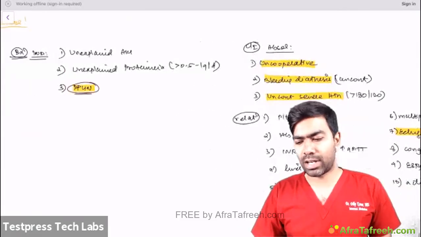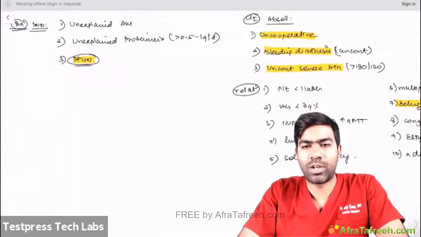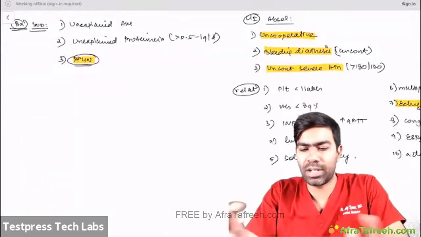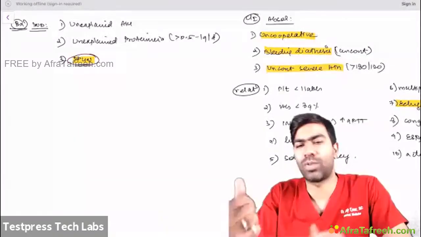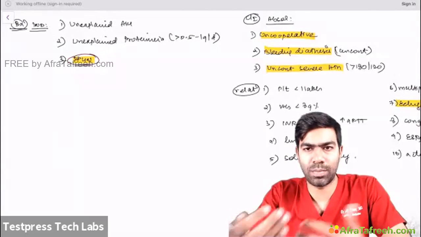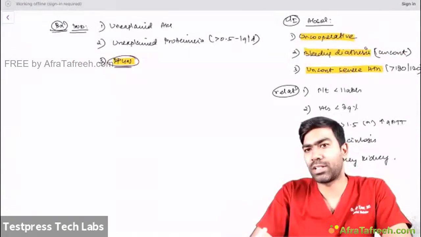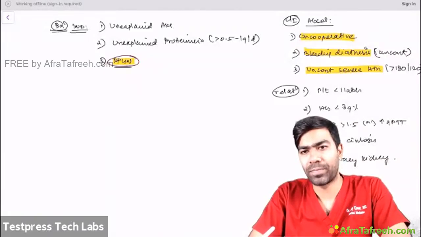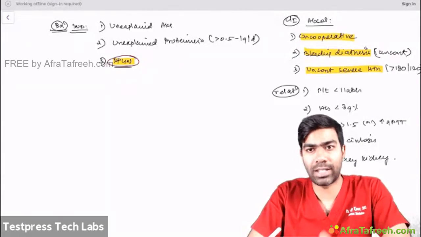Uncooperative patient, uncontrolled bleeding diathesis, and uncontrolled severe hypertension. Because when I say bleeding diathesis, immediately the students will ask, sir, what about uremic bleeding? So you can control it with 1 or 2 sessions of dialysis. Once the uremia becomes okay, then you can do a biopsy, not a problem. But remember, if the patient is suffering from uremic bleeding, that definitely becomes a contraindication for doing a biopsy at that point of time.